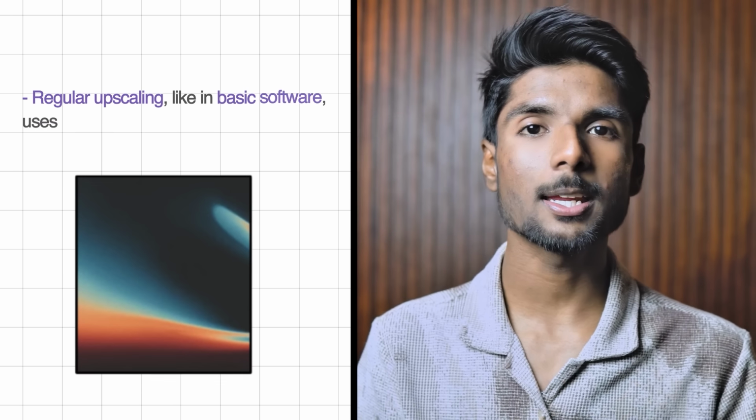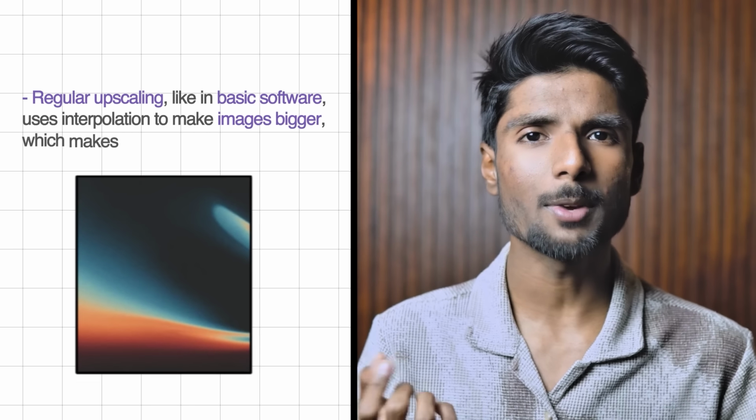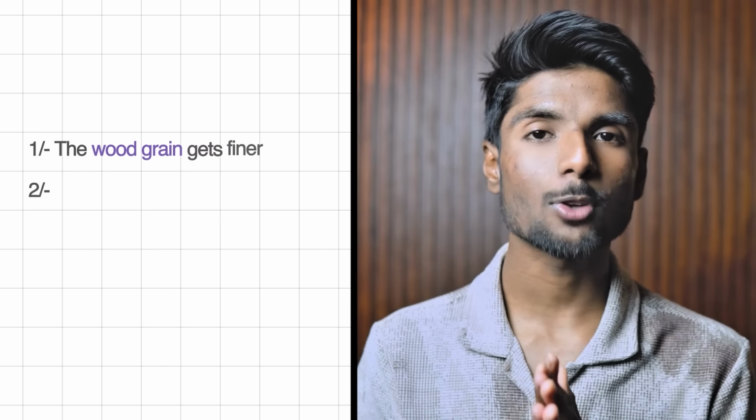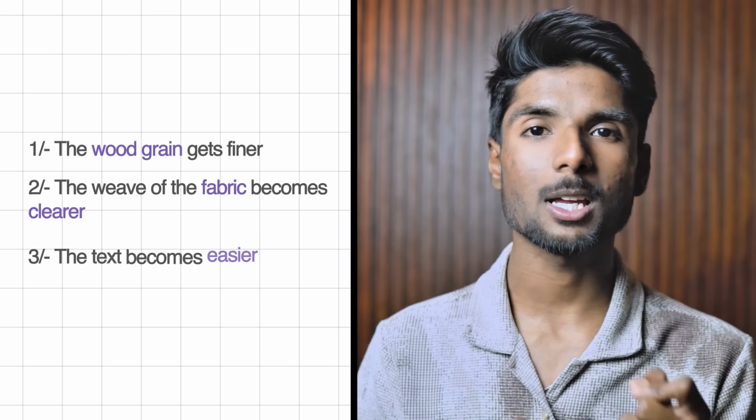Upscaling reimagined. Regular scaling, like in basic software, uses interpolation to make images bigger, which makes them look soft and blurry. On the other hand, Aiarty uses a method based on a generative adversarial network, that is GAN, and in this one part of the AI tries to make the high resolution image and another part compares it to a database of high quality images to see how well it works. And this competition leads to an upgrade that adds realistic, believable detail. The wood grain gets finer, the weaves of the fabric become clear, and the text becomes easier to read.